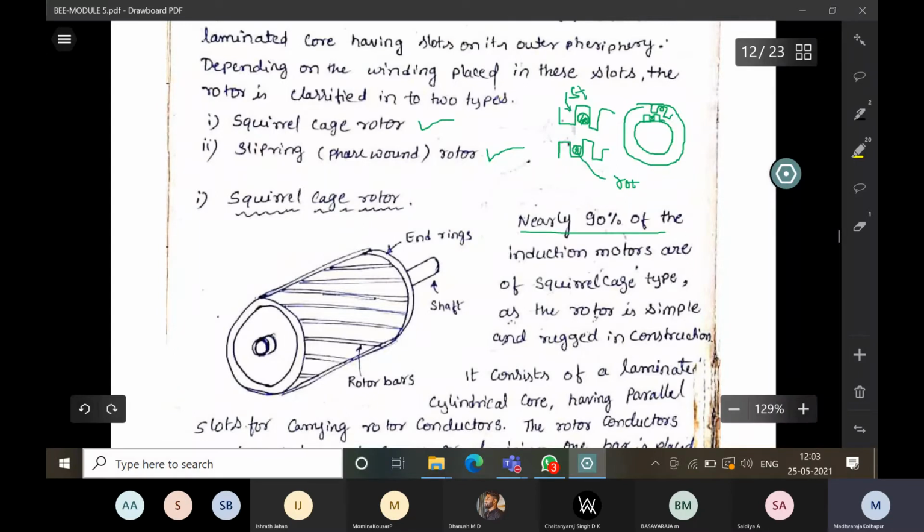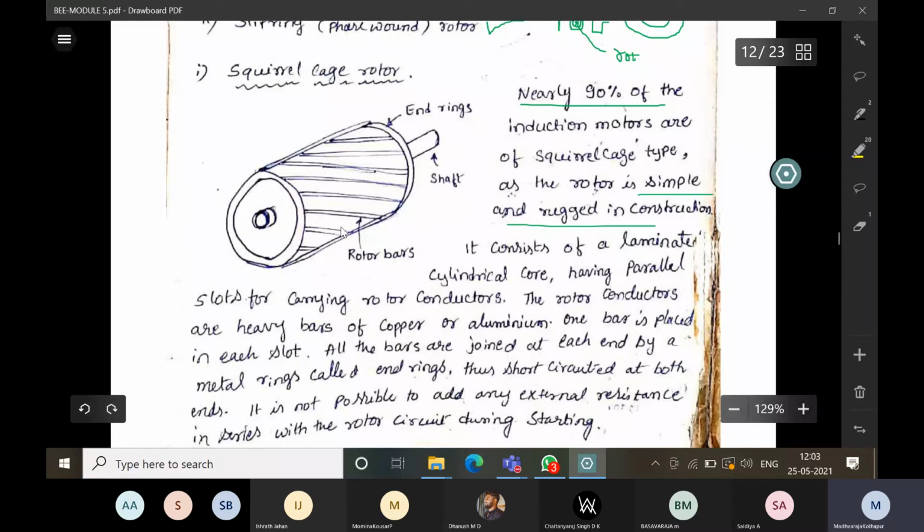In induction motors of squirrel cage type, the rotor is of simple and rugged construction, and the bars are like the tails of the squirrel. Hence it is called a squirrel cage rotor. If you use the squirrel cage rotor, then it is called a squirrel cage induction motor. These are called bars, short circuited at both the ends by end rings.